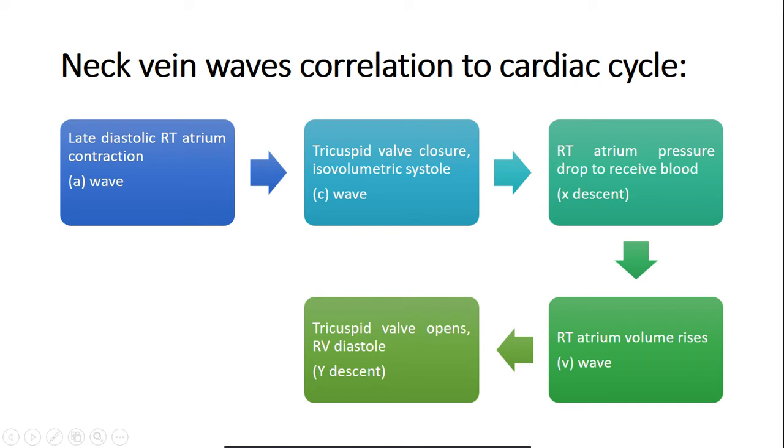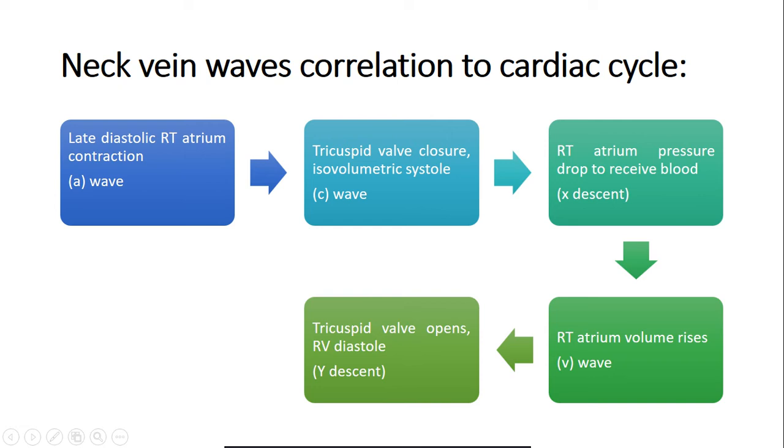And then when the whole content of the right atrium is now in the right ventricle, the tricuspid valve closes and isovolumetric contraction starts, which pushes the tricuspid valve upward slightly, causing the C wave. Tricuspid valve closure causes a small upstroke, which is the C wave. You will never see it clinically. Okay, you just have to know.